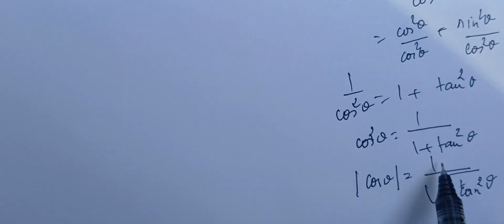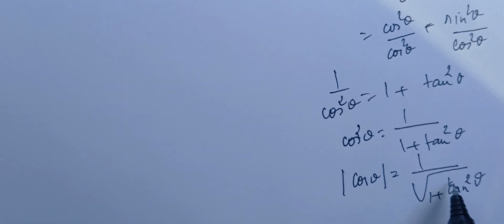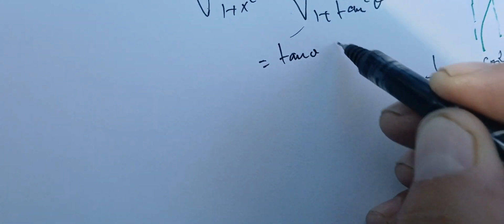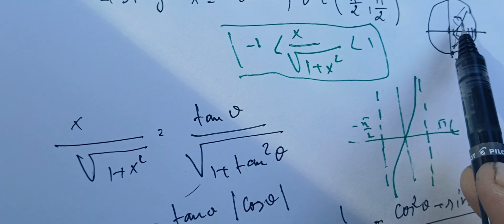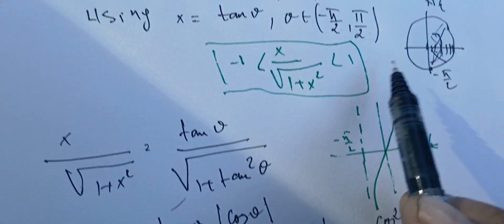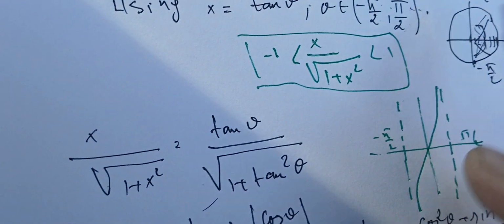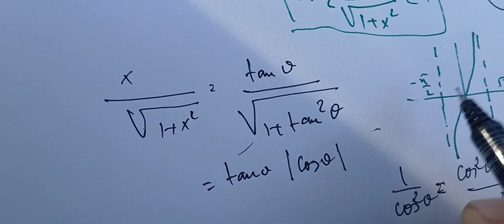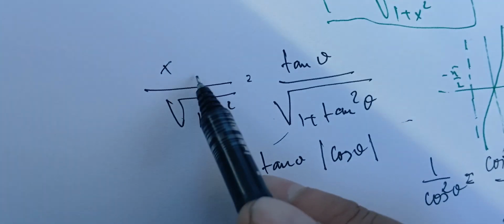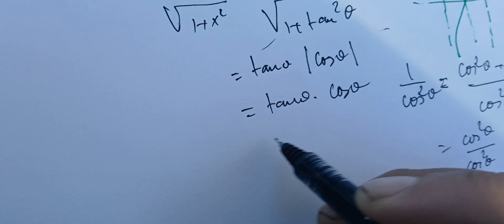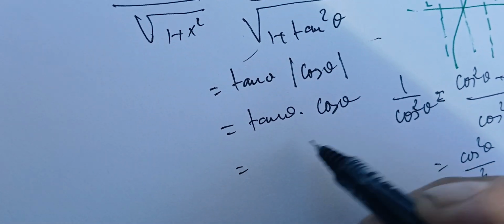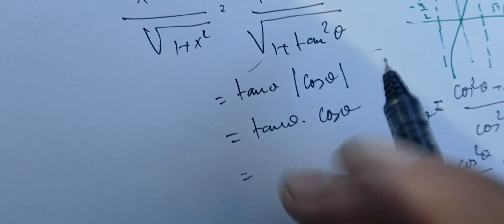So 1 over the square root of 1 plus tangent squared of theta gives me tangent theta times the absolute value of cosine theta. But the cosine is always positive when theta is between minus pi over 2 and pi over 2, so I'm going to get rid of the absolute value. Therefore, this value is just tangent theta times cosine theta. Now, using that tangent is the sine over cosine, this is just sine theta.